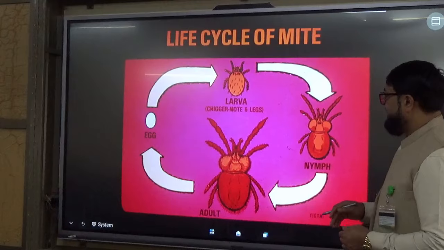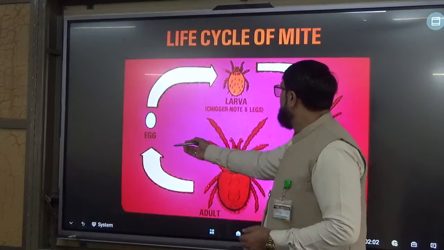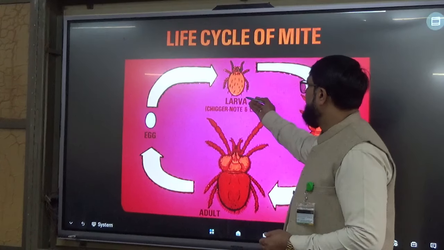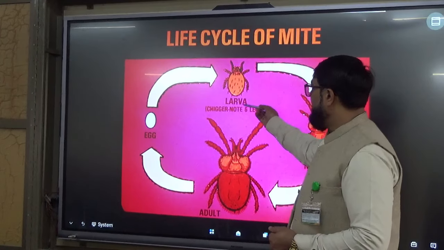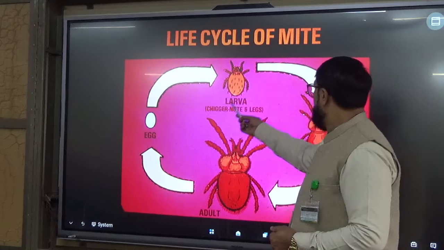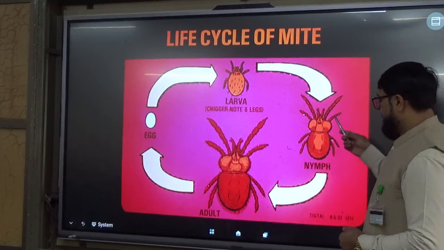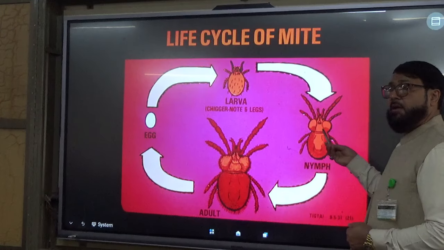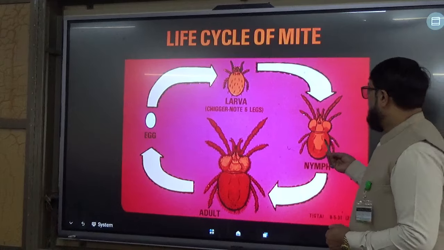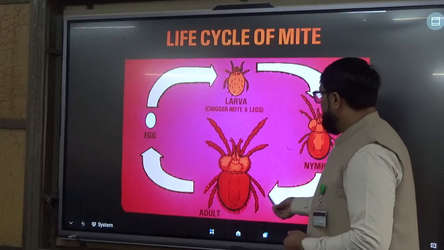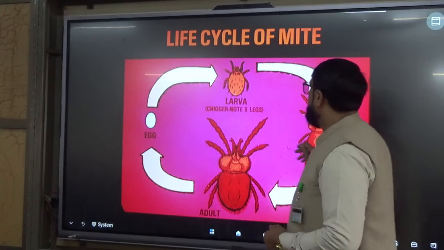So a brief about the life cycle: it is composed of the egg, which hatches into a 6-legged larva, which is here called the chigger. Then it converts into a 4-legged nymph, and the nymph has 3 nymphal stages, and then it converts into a male or female adult.